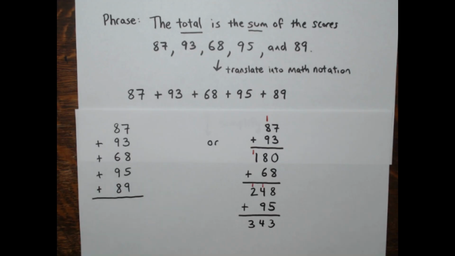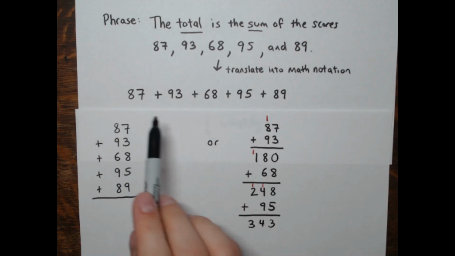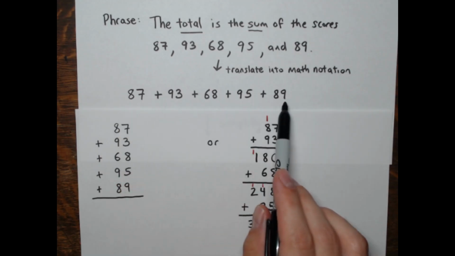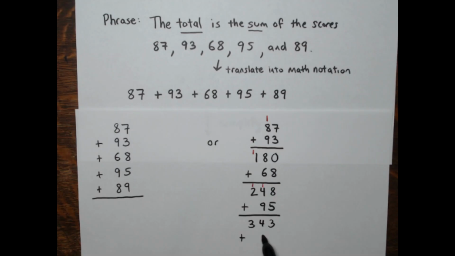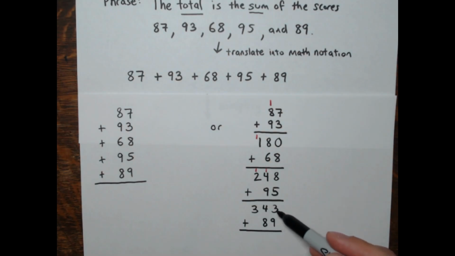So that's 343. And that's adding 1, 2, 3, 4. That's adding those first 4 scores. And then finally, we add the last score, 89. It's lining up the place values, right? And the correct digits in the correct place values.